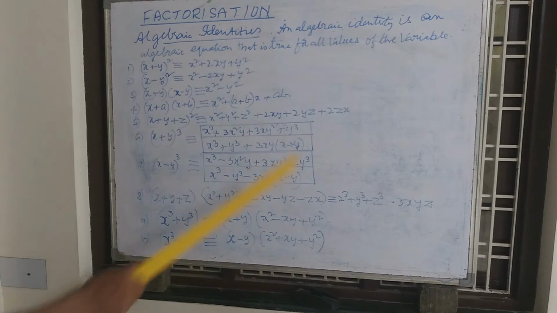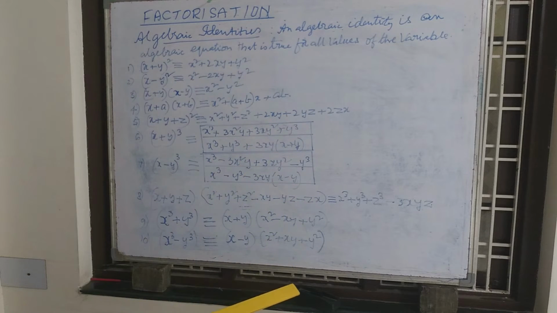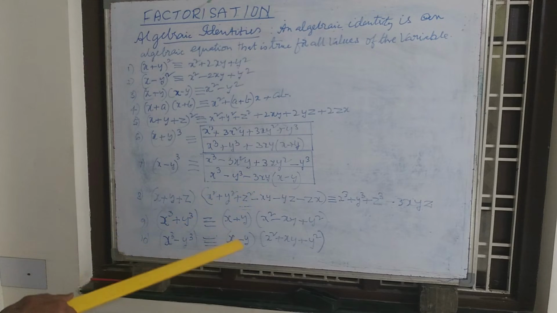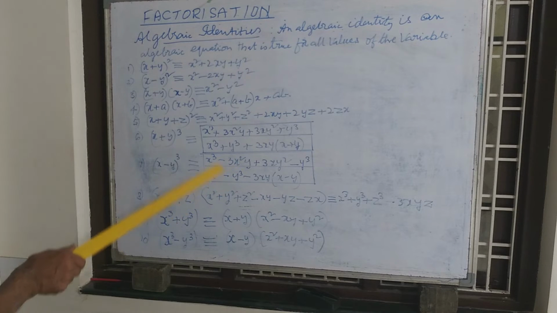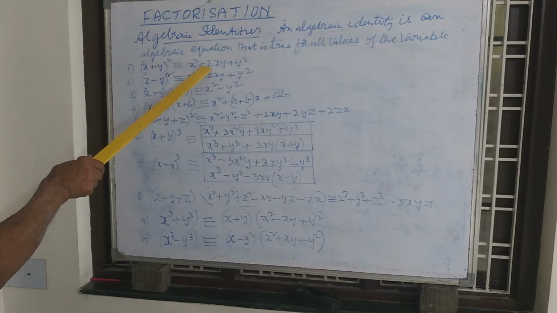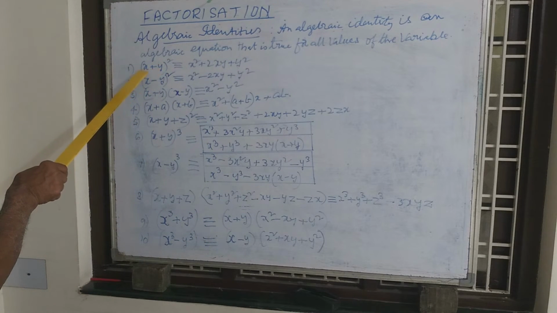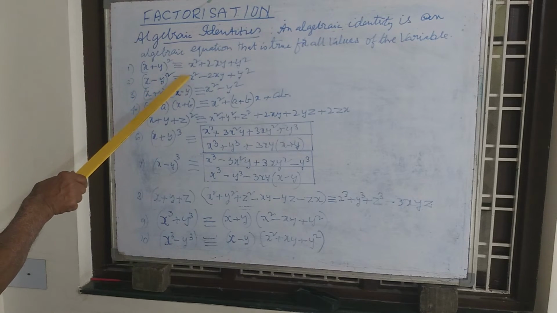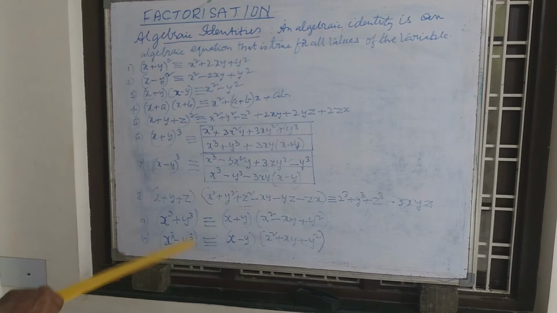Algebraic identities. An algebraic identity is an algebraic equation that is true for all values of the variable. These are useful in finding the factors of a given polynomial, in resolving a given polynomial into factors. x plus y whole square is identically equal to x square plus 2xy plus y square. This is true for all values of x and y. Next, x minus y whole square is identically equal to x square minus 2xy plus y square. x plus y into x minus y is equal to x square minus y square.